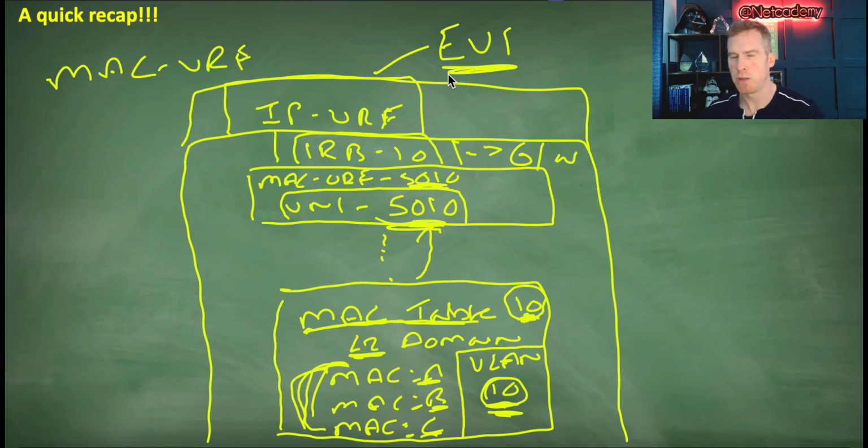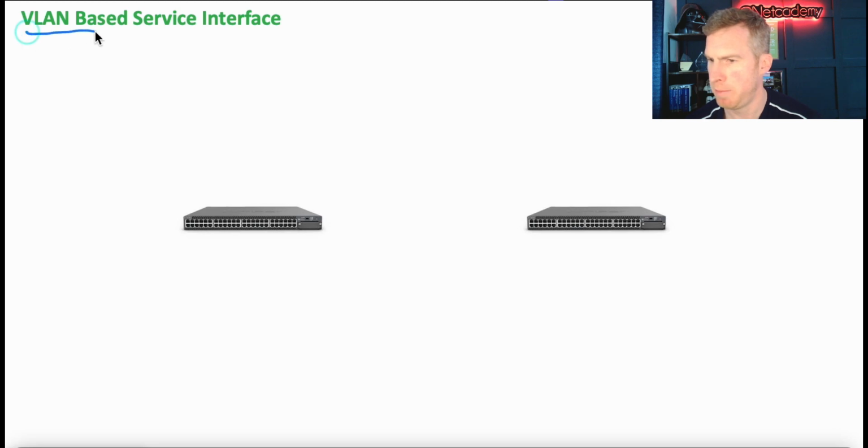So this is a quick recap on what is a MAC VRF and of course what is an EVI. I had to go through these first before going any further. And now we can actually start going through what is the VLAN based service interface. So here we go. Here's the VLAN based service. I'm not going to keep calling it VLAN based service interface. I'm just going to say VLAN based or VLAN based service, just so you know moving forward.